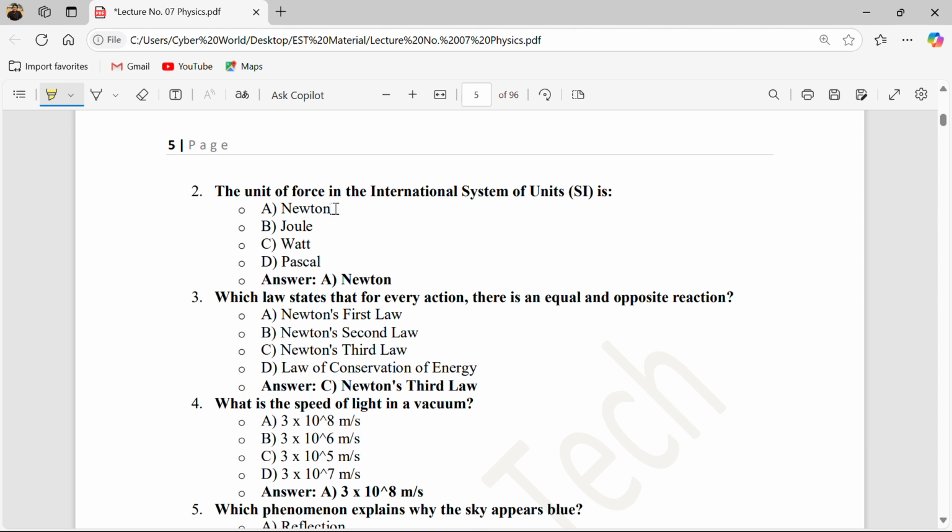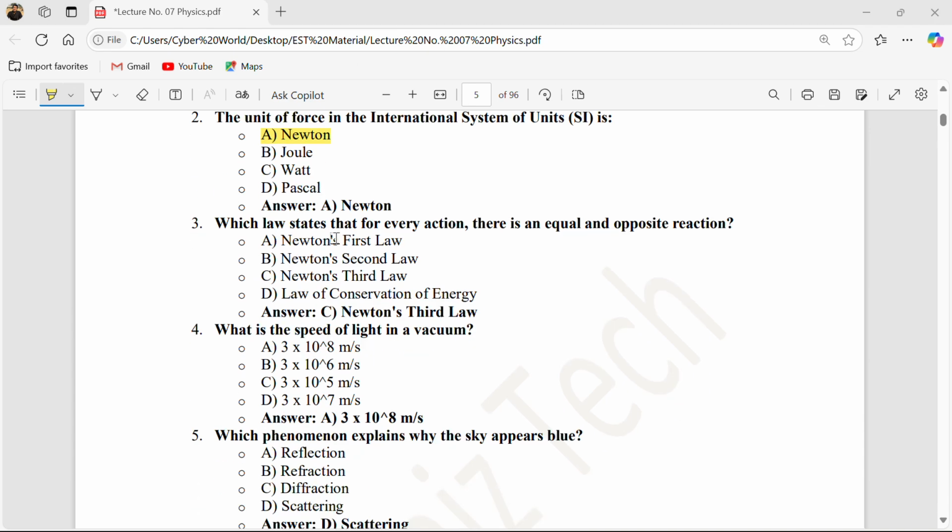The unit of force in the international system of units, SI? Everyone knows the unit of force is the Newton. Which law states that for every action there is an equal and opposite reaction? Everybody knows that this is Newton's third law of motion. So here is the correct answer, Newton's third law: to every action there is an equal but opposite reaction.